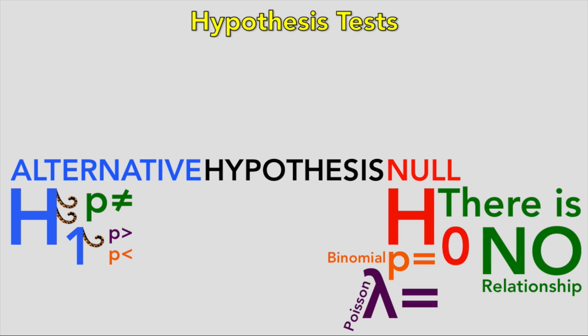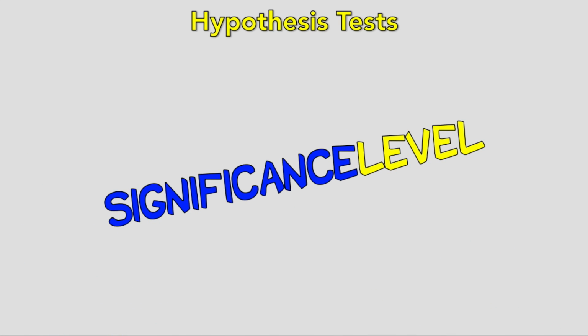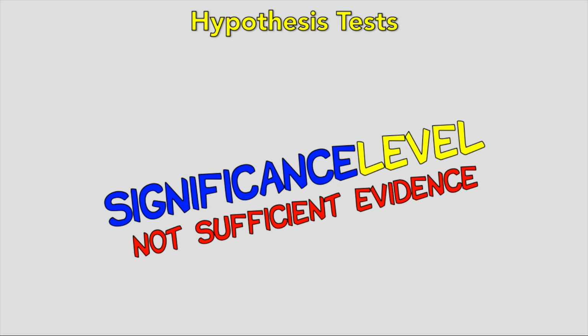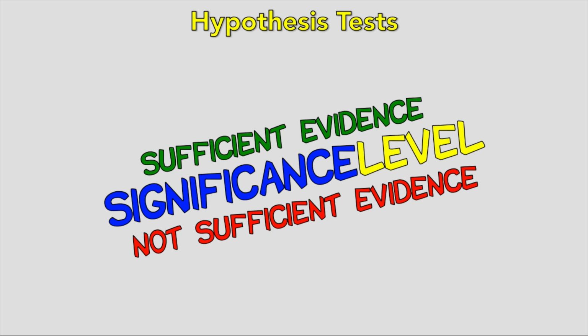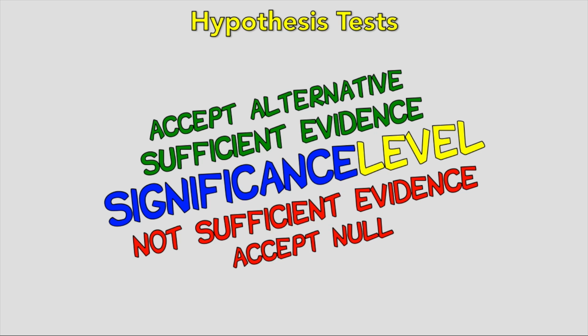Now, state the significance level that you are using to test your null hypothesis. Apply it to the result of your test, and your conclusion should be either there is sufficient evidence, or there is not sufficient evidence, in which you either accept the alternative hypothesis or accept the null hypothesis. Then state your conclusion in reference to the given problem.